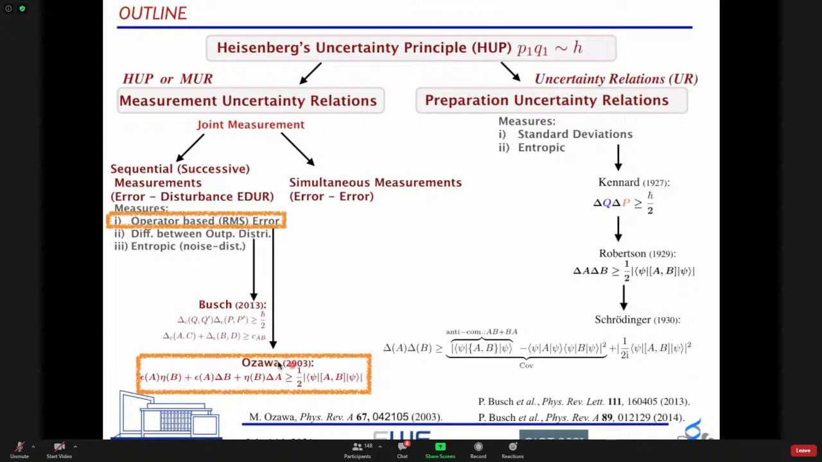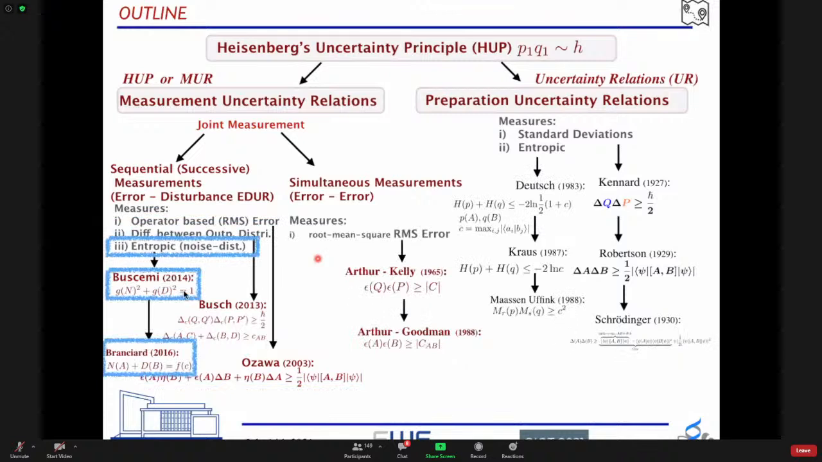We will focus mainly on Ozawa's operator-based root mean square error, because in recent times there has been a lot of activity both on the theoretical and on the experimental side. But there is also the difference between output distributions, and the latest version covers so-called entropic uncertainty relations, where Buscemi and colleagues proposed in 2014 a nice procedure.